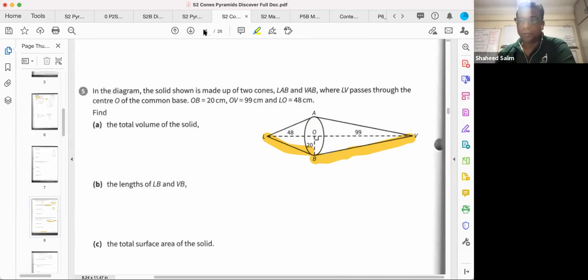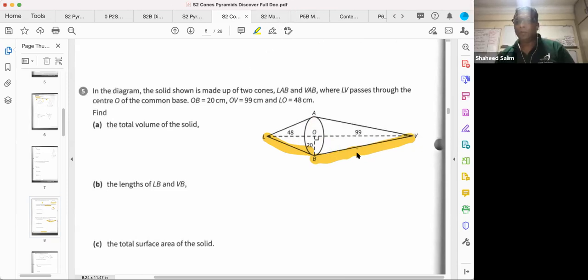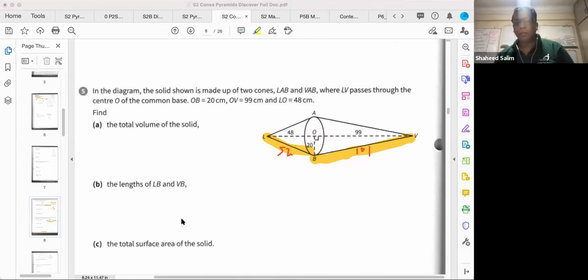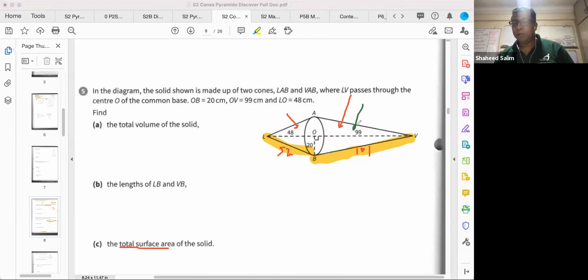You know what I'm talking about? First of all, do you agree this is 101? You agree it's 52? Now they're asking you to find total surface area, which means this surface area plus this surface area. Emma found this surface area, which is good, but she also found this area here, which is no longer on the surface. This is inside, because you have two cones combined together. It's no longer the surface area; it's inside now.